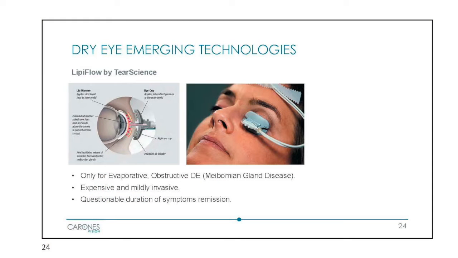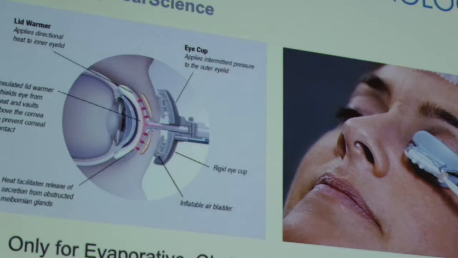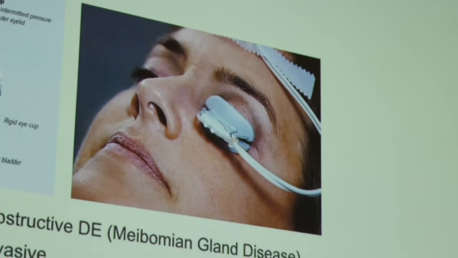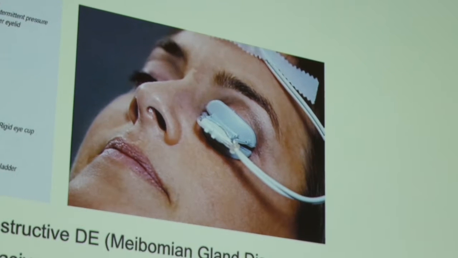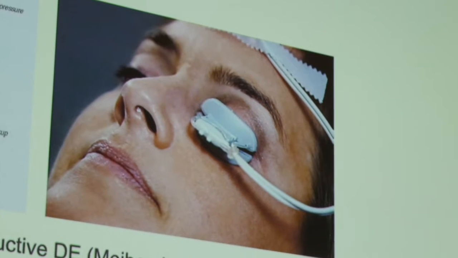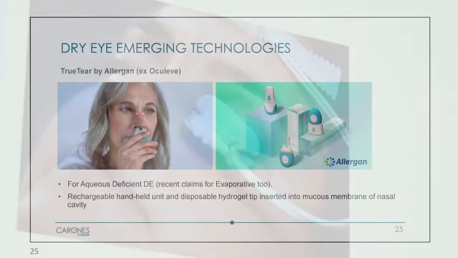LipiFlow is one of them. You know that LipiFlow is what we call a thermal massage of the eyelid. This is effective in disobstructing the meibomian glands, but probably you know that it's very expensive, and the results don't last for so long. And usually you need this approach combined with another if you want to get better results.